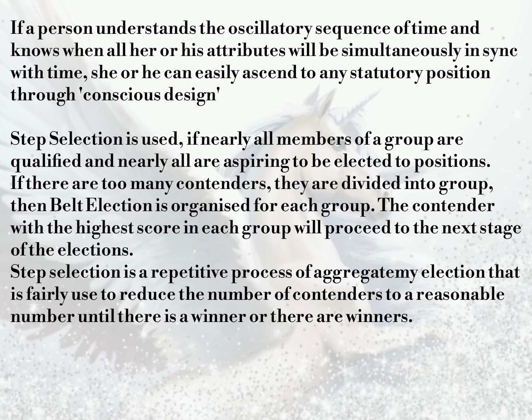Step selection is used if nearly all members of a group are qualified and nearly all are aspiring to be elected to positions. If there are too many contenders, they are divided into groups, then belt election is organized for each group. The contender with the highest score in each group will proceed to the next stage of the elections. Step selection is a repetitive process of aggregatomy election that is fairly used to reduce the number of contenders to a reasonable number until there is a winner or there are winners.